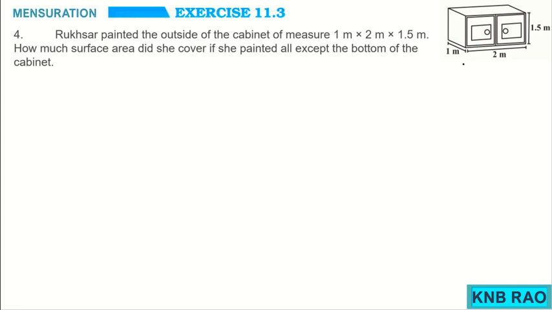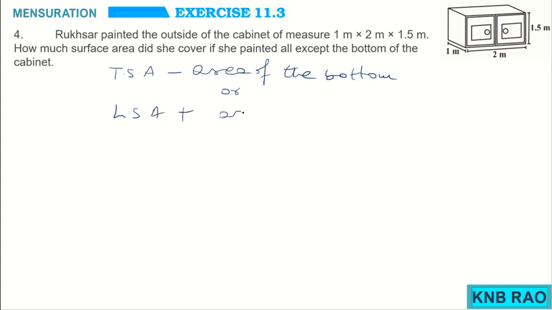She didn't paint the bottom. That means either you can find TSA and subtract the area of the bottom, or find LSA and add the area of the top. Both are the same.